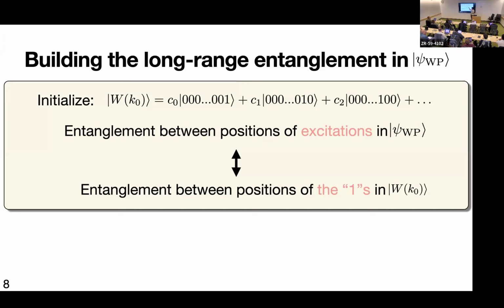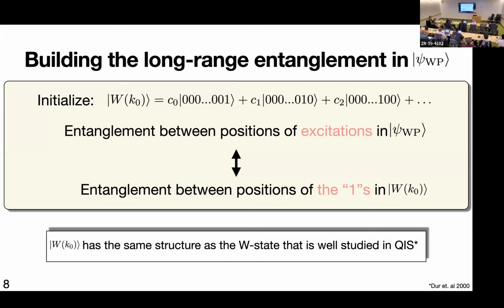And the key thing is that in the wave packet that we want to prepare, the long-range entanglement between positions of these particles, or positions of these excitations, is really the same as the entanglement between positions of the ones in this W of K0 state. So this state actually has the long-range entanglement that we need. And the really great thing is that this kind of state has been studied a lot in the quantum information community. Because if you set all of these C coefficients to be equal, this is precisely the W state, which has applications in quantum sensing and also in quantum key distribution.